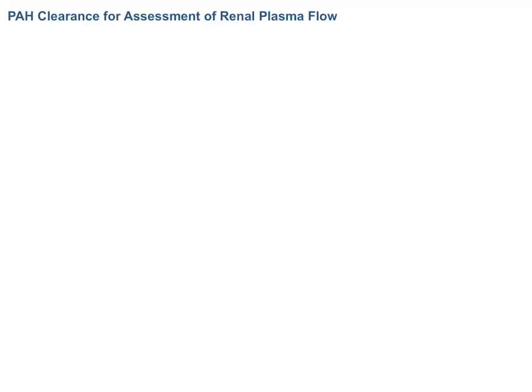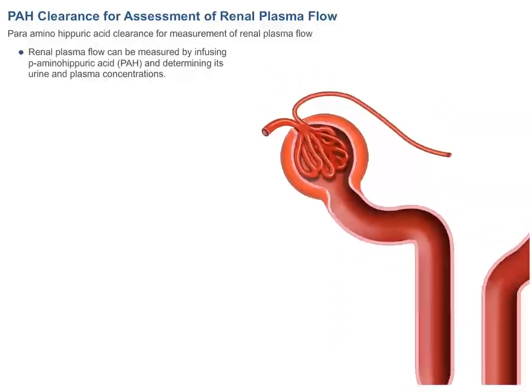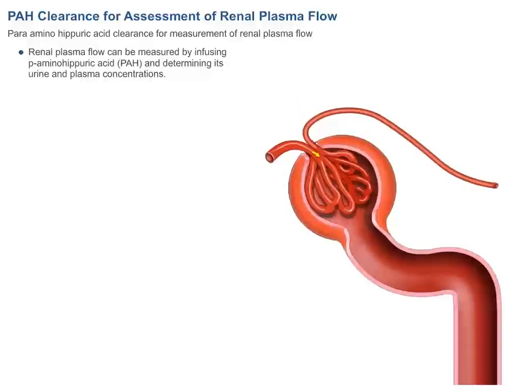PAH clearance for assessment of renal plasma flow. Para-aminohippuric acid clearance for measurement of renal plasma flow. Renal plasma flow can be measured by infusing p-aminohippuric acid, PAH, and determining its urine and plasma concentrations.